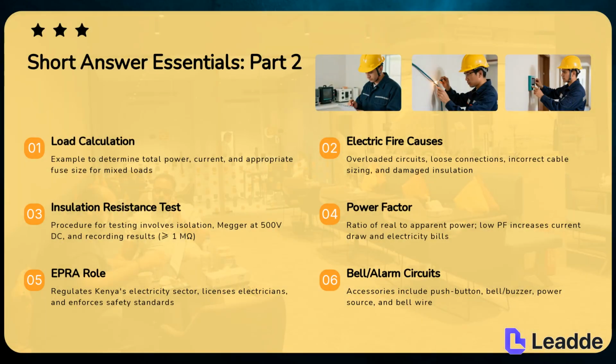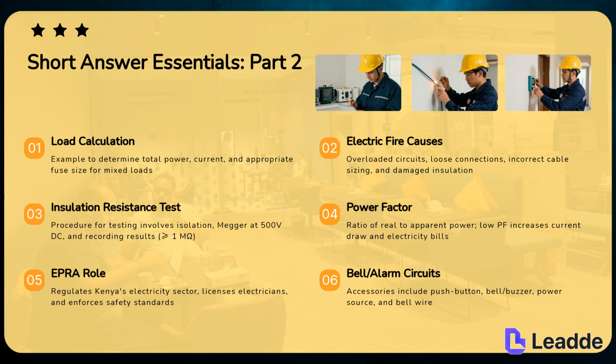Continuing with short answer essentials, be ready for a load calculation example to determine total power, current, and the correct fuse size. Common causes of electric fires are overloaded circuits, loose connections, incorrect cable sizing, and damaged insulation. The insulation resistance test procedure involves isolating the circuit using a megger at 500 volts DC and ensuring the result is 1 megaohm or greater.